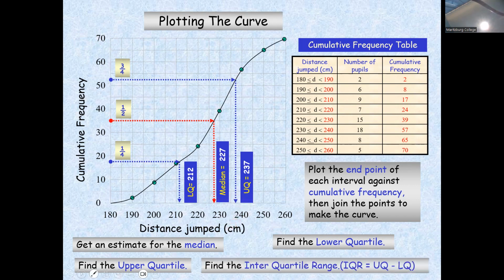If we carry on, we can find the interquartile range by taking the upper quartile minus the lower quartile. If we do that, we get 237 minus 212, and that gives you 25 centimeters, which is our interquartile range.